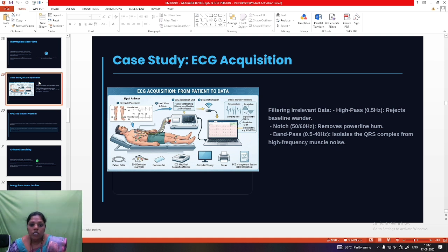Case studies of EEG acquisition. EEG acquisition from patient to data: single pathway data transmission, digital signal processing. Electrode placement. Next, lead wires and cable, acquisition unit transfer, signal conditioning, amplification, acquisition and conversion. Next, data transmission. Next, digital signal processing: sampling rate, sampling resolution, digital filter, filtering to reduce data, notch and band pass filter frequency, muscle noise.